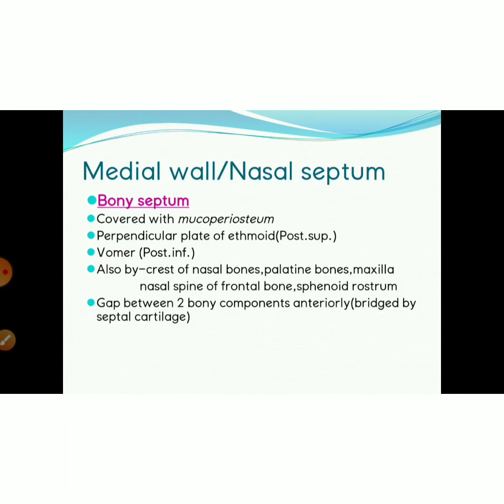Now coming to the medial wall or nasal septum. So this nasal septum, we have already said that it is partly bony and partly cartilaginous. The bony septum is mainly formed by the perpendicular plate of the ethmoid bone, which forms the posterior superior part of the septum, and by the vomer, which forms the posterior inferior part of the septum. There is a gap between the two bony components anteriorly, that is bridged by septal cartilage. So we will come to that later. And the bony septum is covered with mucoperiosteum.